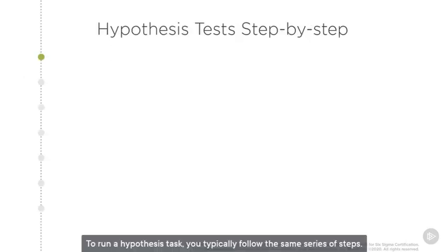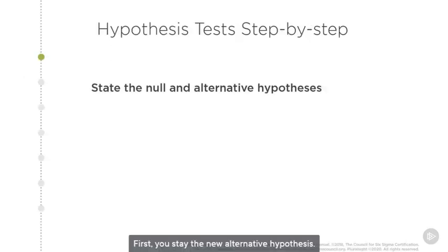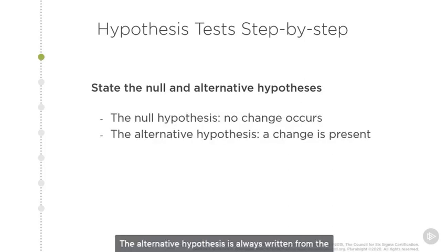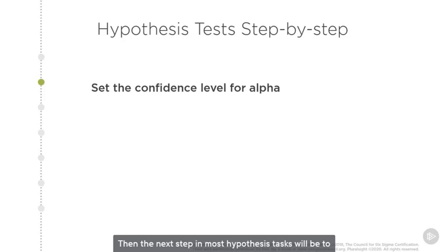To run a hypothesis test, you typically follow the same series of steps. First, you state the null and alternative hypothesis. The null hypothesis is always written from the perspective that no change or difference occurs or is present. The alternative hypothesis is always written from the perspective that a change or difference is present, either not equal, greater than, or less than. The next step in most hypothesis tests will be to set a confidence level for alpha.